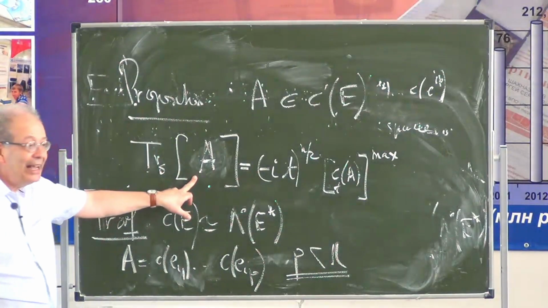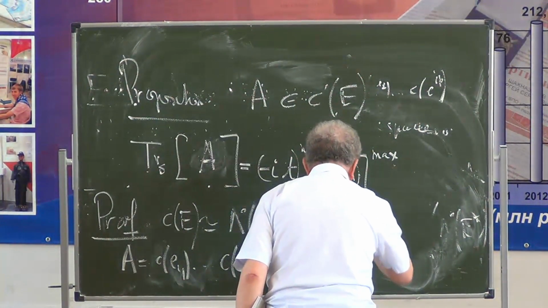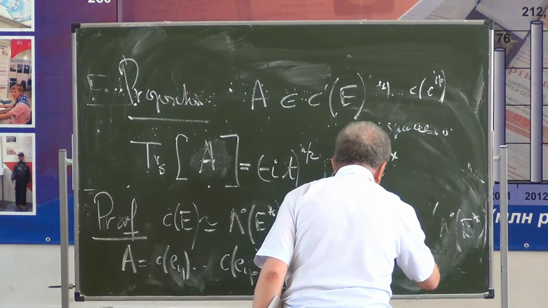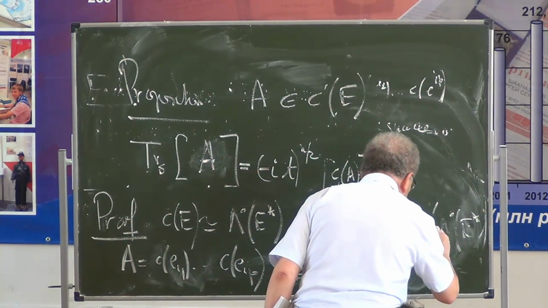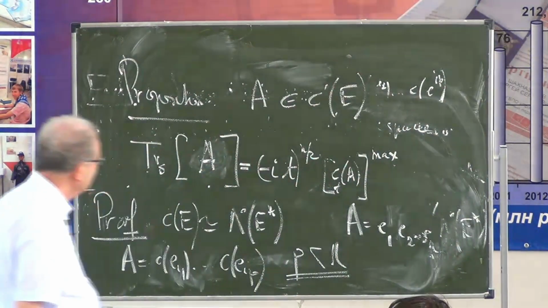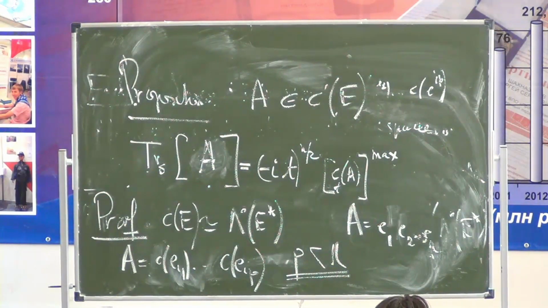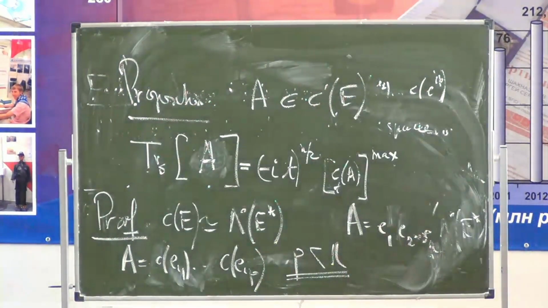So the only interesting case is a case where you can take A to be i^n E1, E2, etc., En. So in this case, the left-hand side is minus 2 i to the power n over 2. This is the left-hand side.